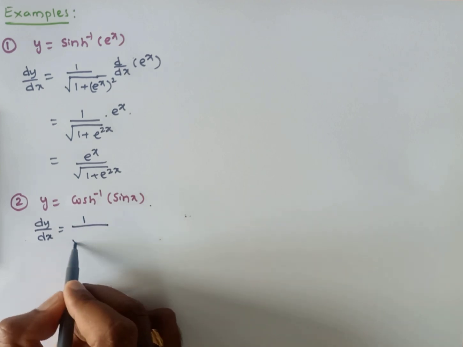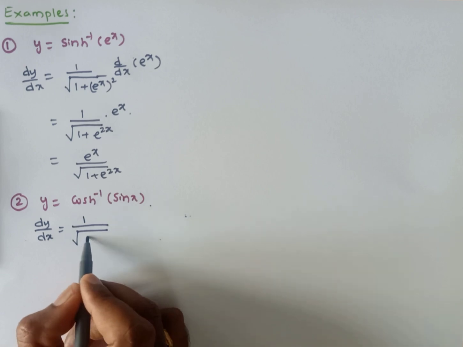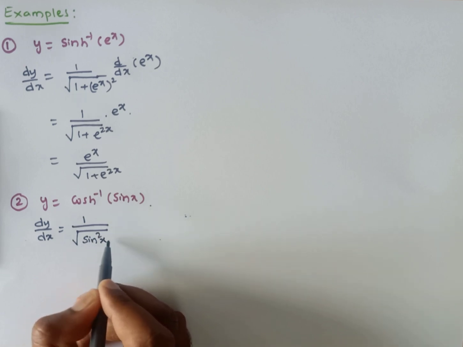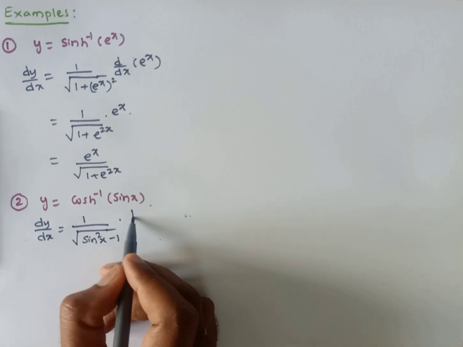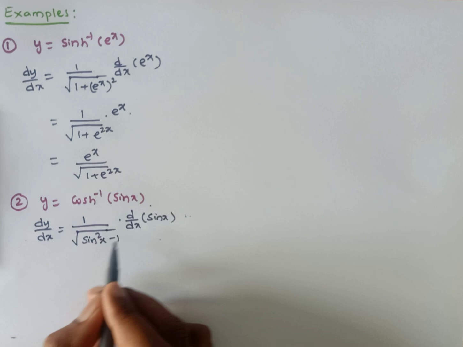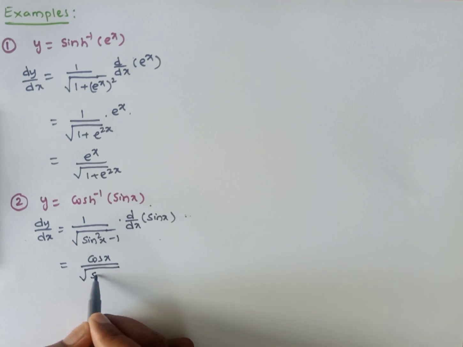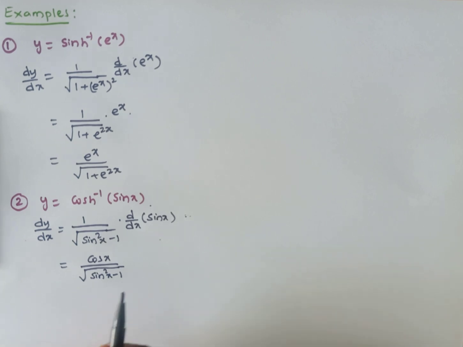So 1 divided by square root of sin square x minus 1, into d by dx of sin x. d by dx of sin x is cos x. So cos x divided by root of sin square x minus 1. This is not cos square x, because 1 minus sin square x equals cos square x. So let it be, leave it.